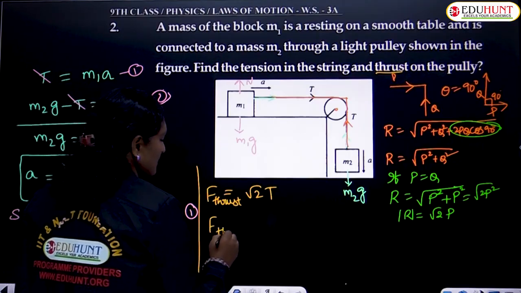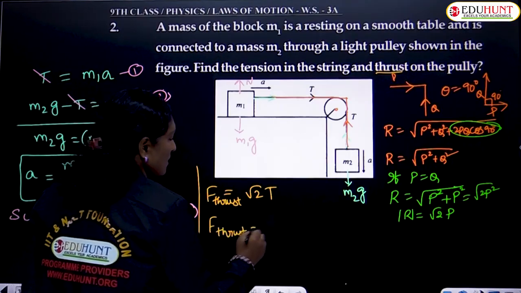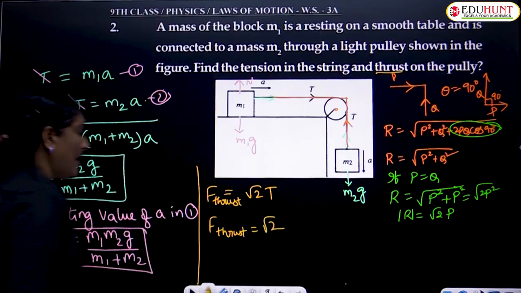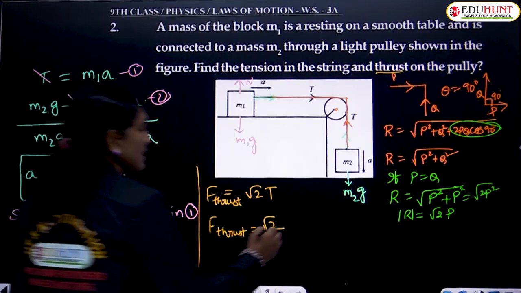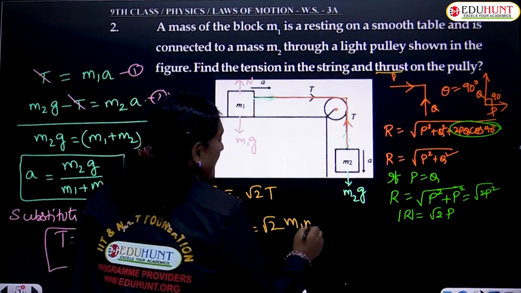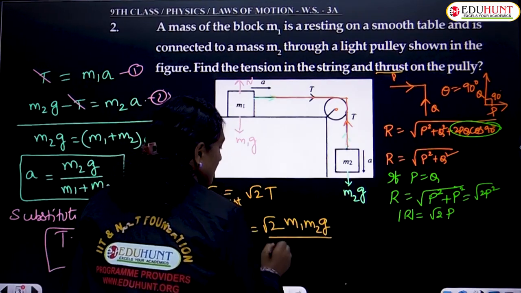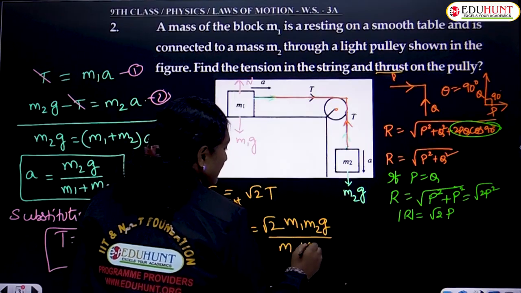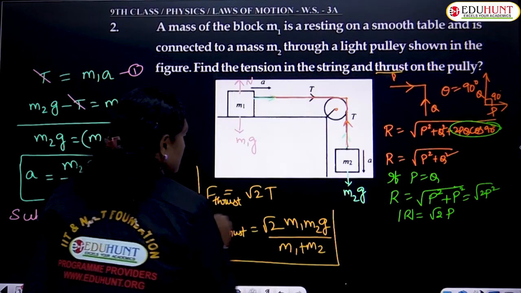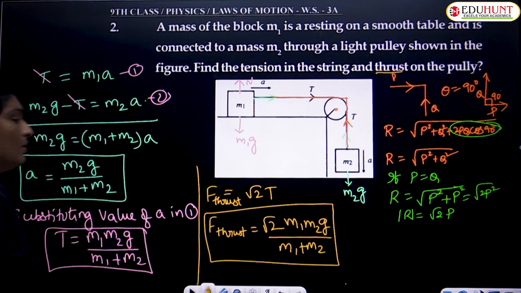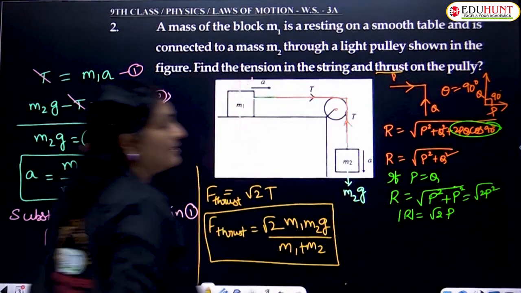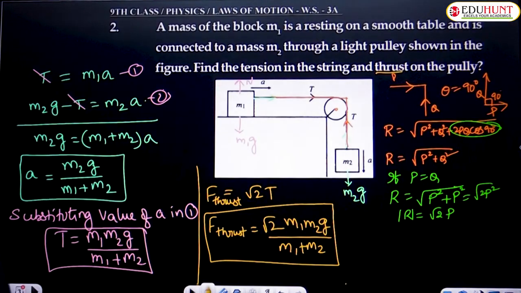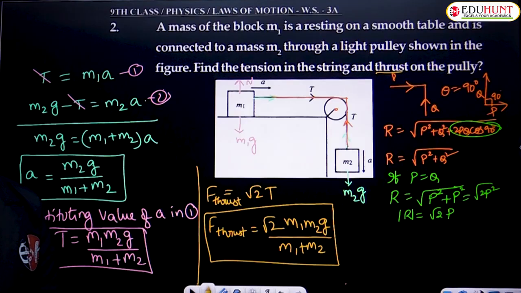So F thrust is equal to root 2 times the value of T, which is how much, children? M1 M2 G by M1 plus M2. So root 2 M1 M2 G by M1 plus M2. This is the thrust acting on the pulley. So the total net resultant force acting on the pulley is root 2 times M1 M2 G by M1 plus M2. I hope this is clear, children.